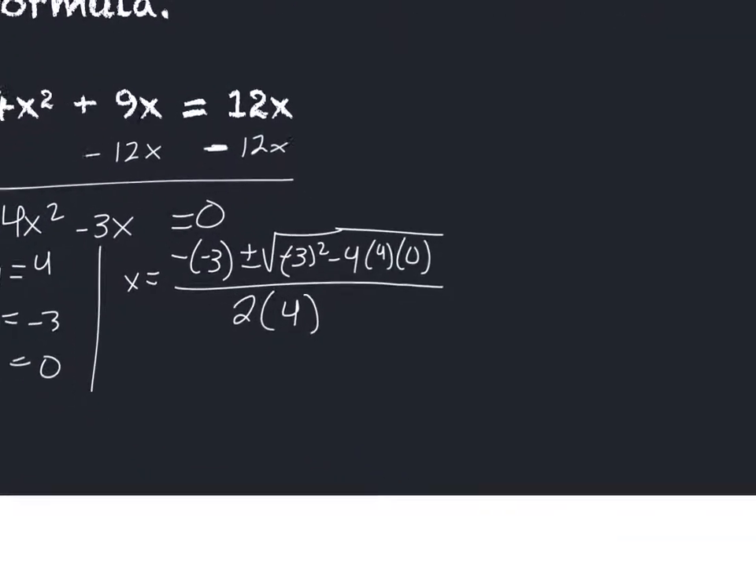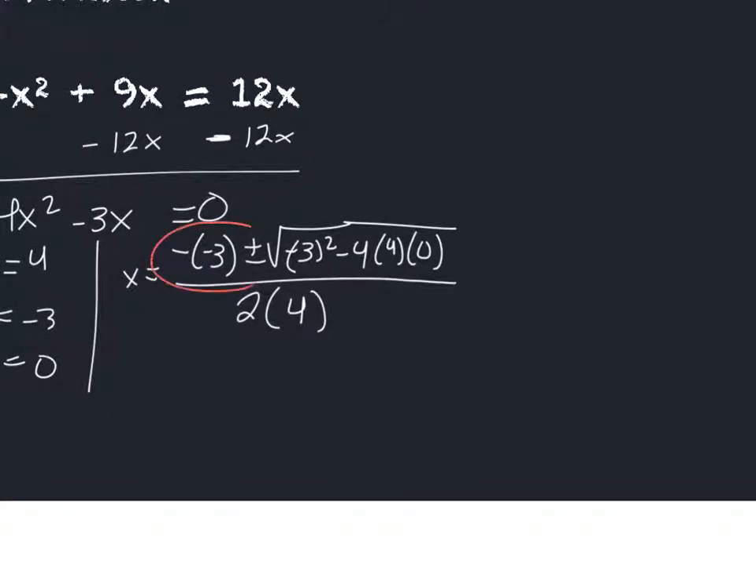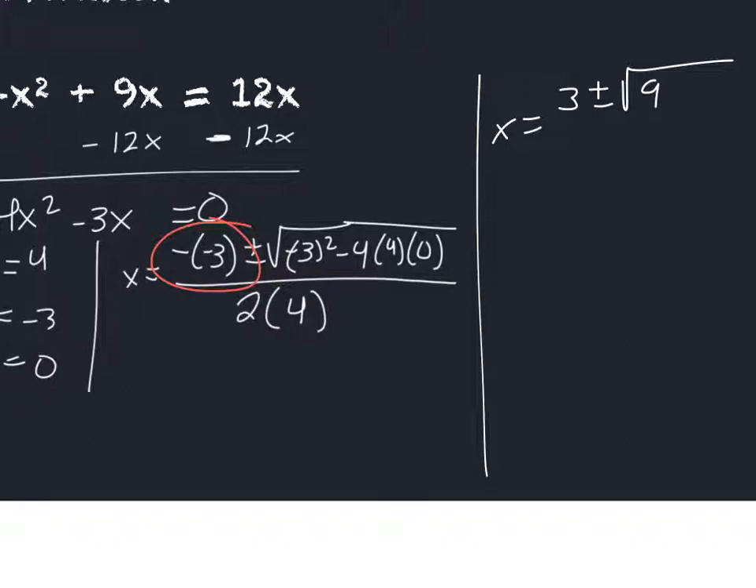All right. Well, over here, this -3 will turn into a +3. So I'll rewrite this over here. It's going to be x equals +3 plus or minus the square root of -3 squared is 9. And that's 9 minus, -4 times 4 times 0 would just be 0. So it would be 9 minus 0. So it's just the square root of 9. All right. And that's divided by 2 times 4, which is 8.